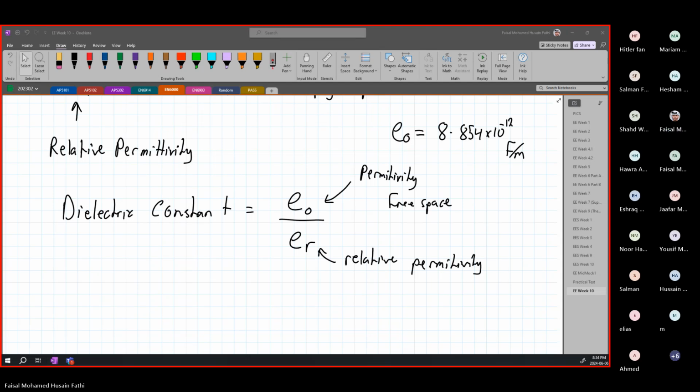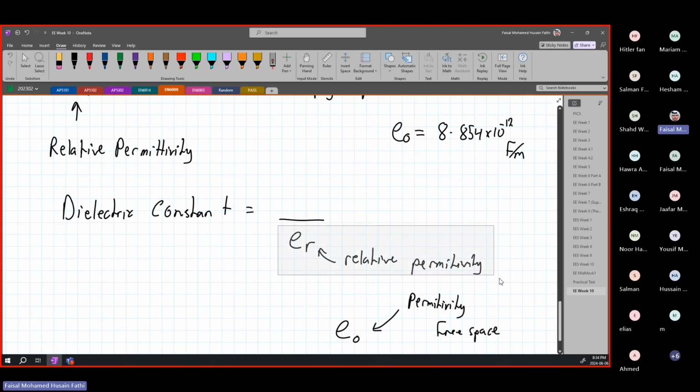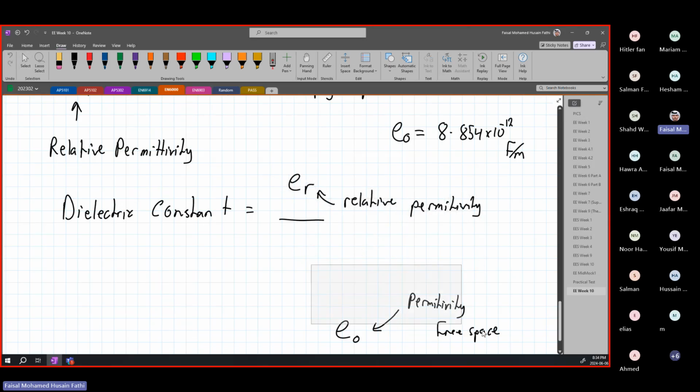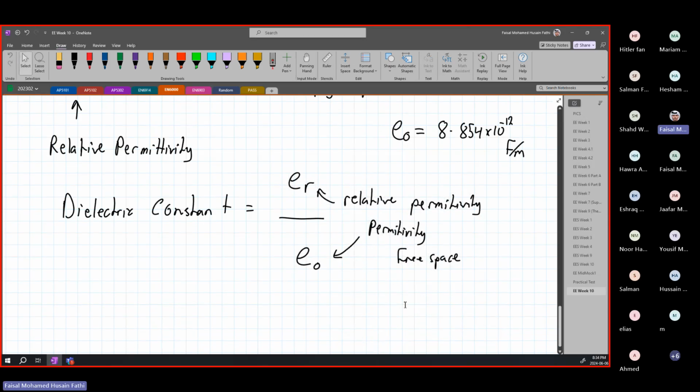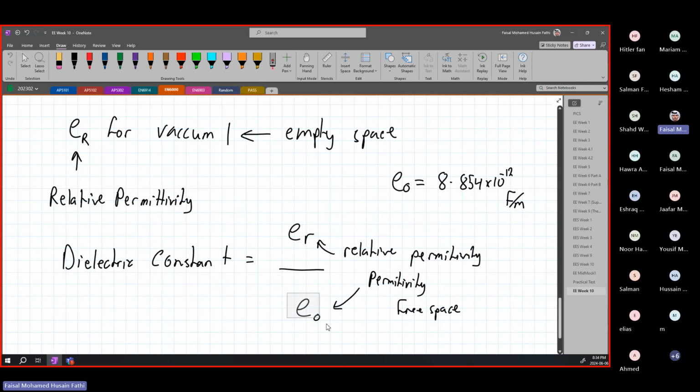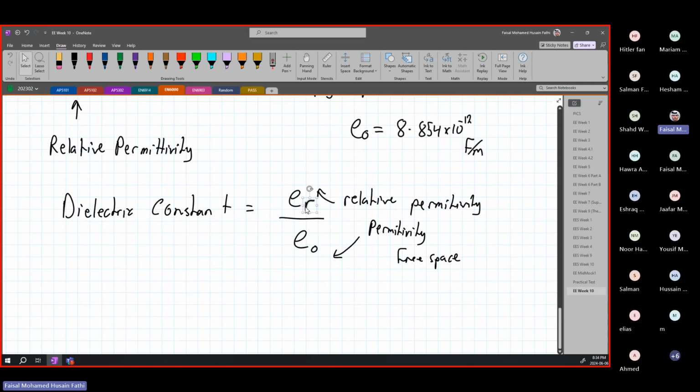All right. So again, this is your permittivity. Actually, this is the opposite way around. My bad. Your E0 has to be down, and your relative permittivity is going to be up. So this is what it is: ER over E0. E0 being the permittivity of free space, the constant that you have, and ER being the relative permittivity depending on the material that you have. All right. This is known as the dielectric constant.